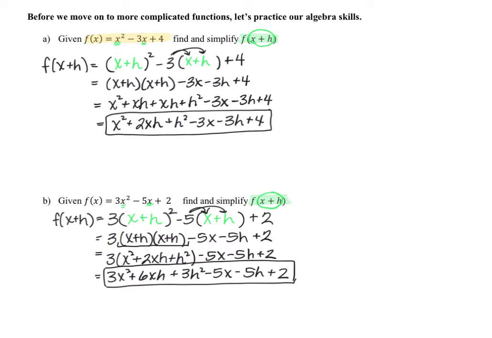So now let's take a quadratic function and do the entire difference quotient. So remember, what I've done here is just the first portion of the difference quotient, just the f of x plus h part. Now let's see if we can put everything together.